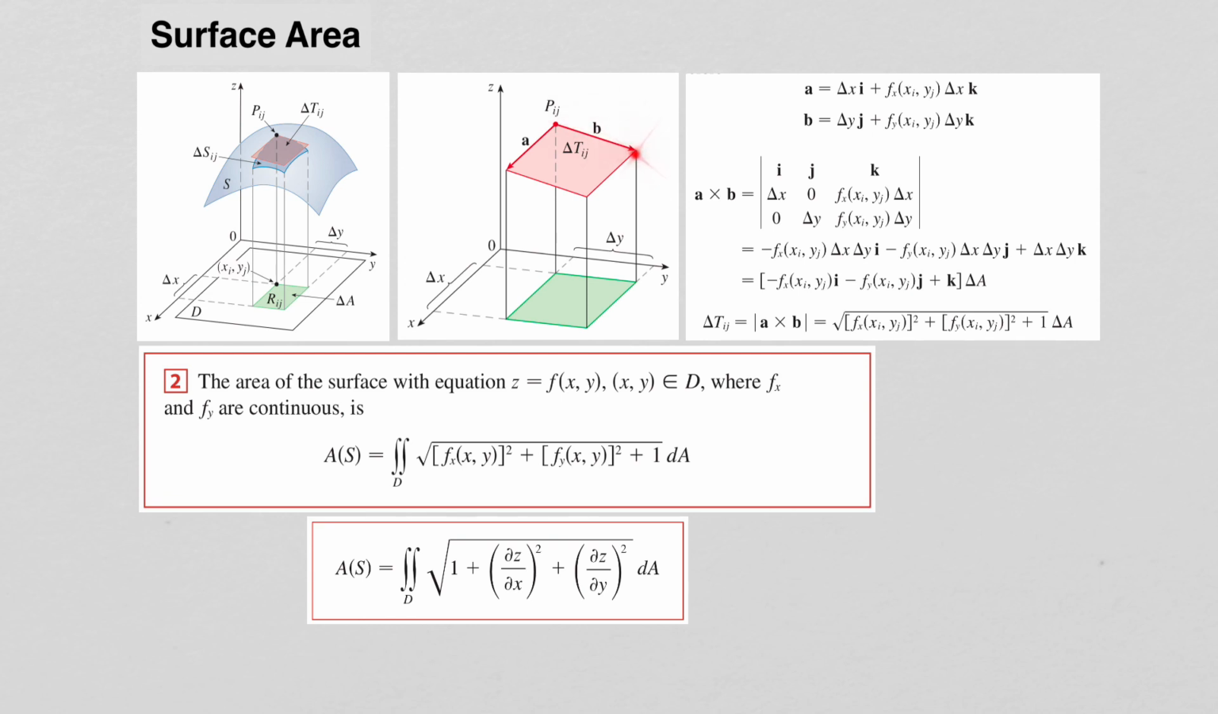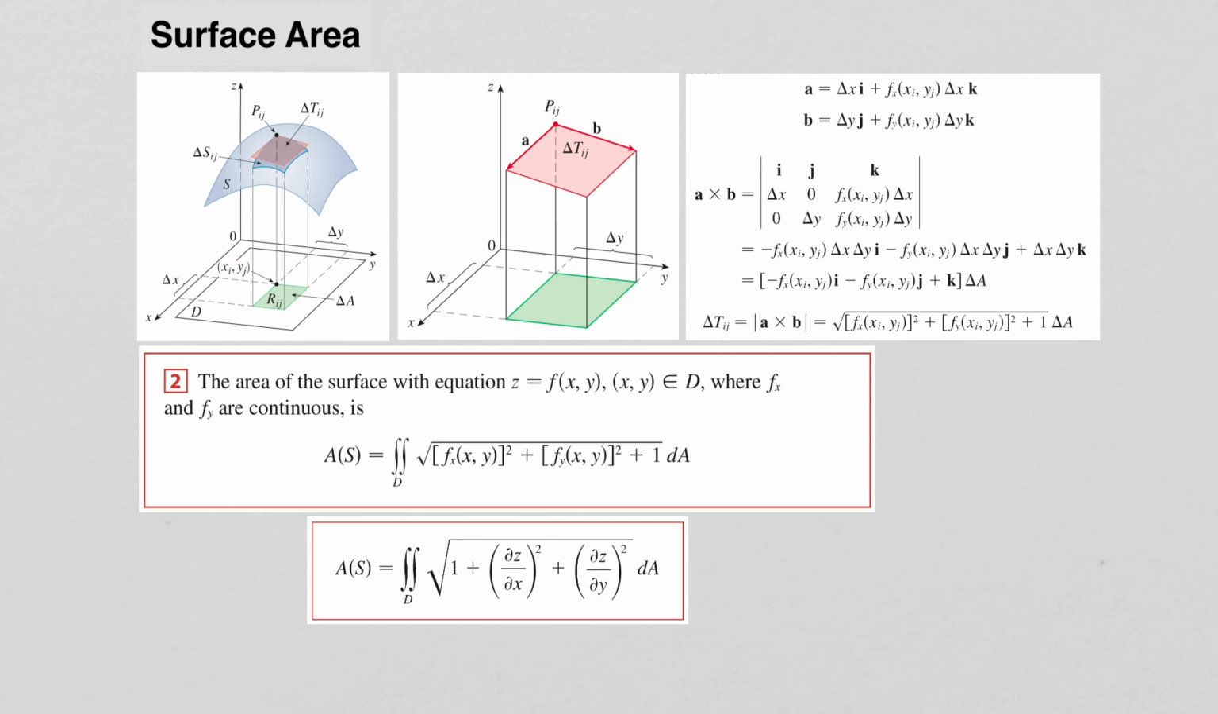And then B, we can do the same thing. For the vector B, which is parallel to the y-axis, there is no change in x. The change in y is delta y, and the change in the z value is the partial derivative of f with respect to y multiplied by delta y. Now, if you take the cross product of these two vectors, you can see that we get this quantity. It's a little bit tedious, but then from there, we can take the magnitude of that vector, which is simply the square root of the squares of all of these added together.